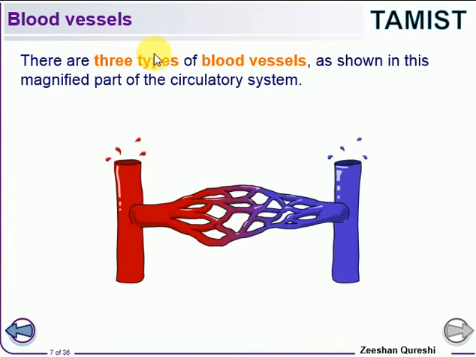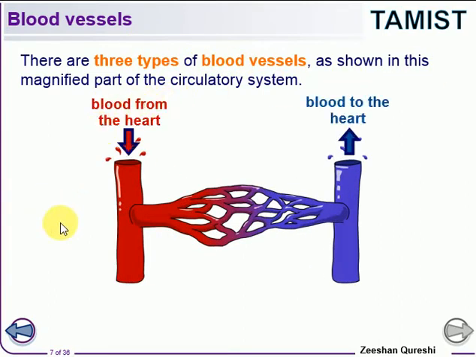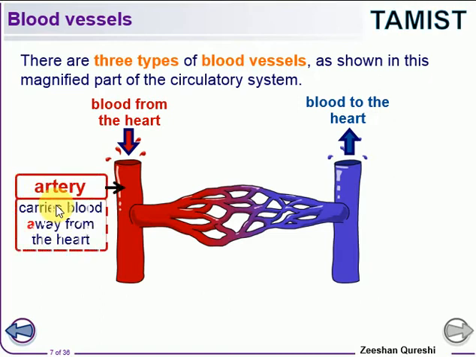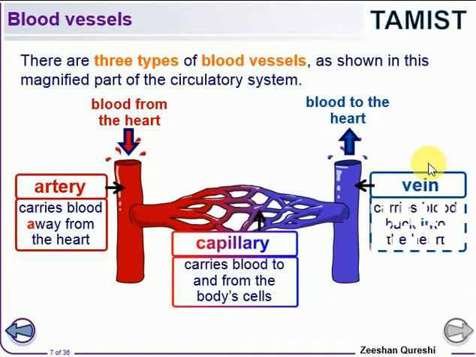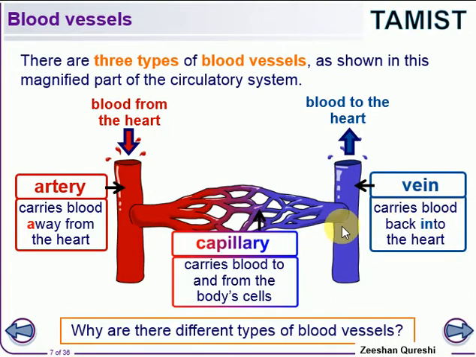Mainly there are three types of blood vessels, which are shown in the magnified part of the circulatory system. The first one is the artery. The artery is responsible for carrying blood away from the heart. Number two is the capillary, which carries the blood to and from the body cells. And the third and last one is the vein, which carries the blood back to the heart. So there is a general question: why are there three different types of blood vessels?